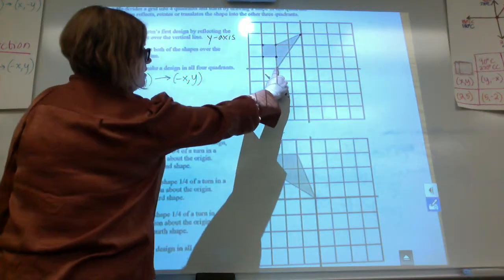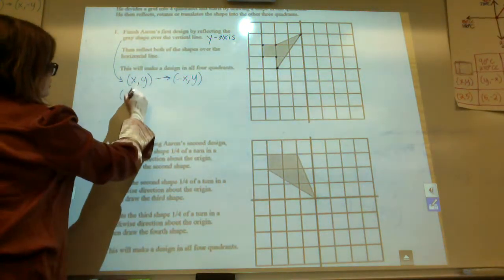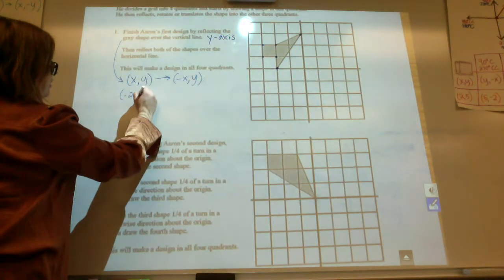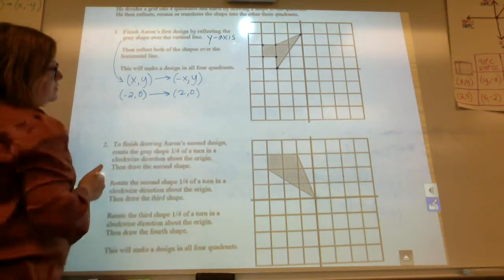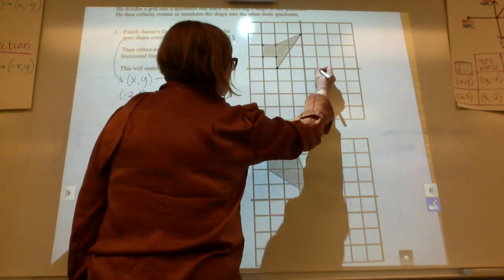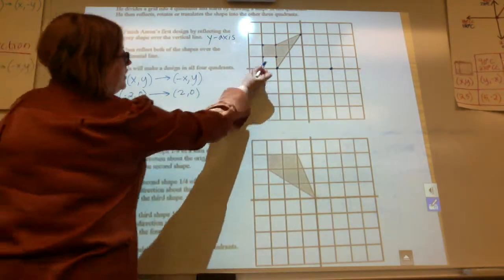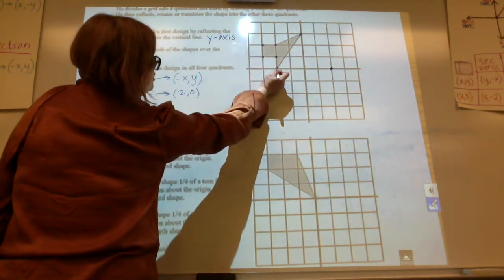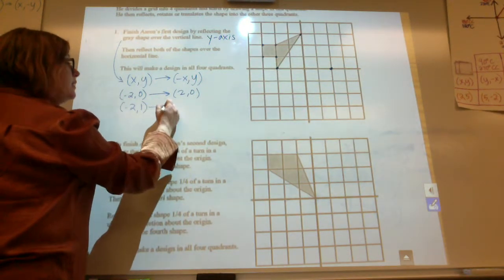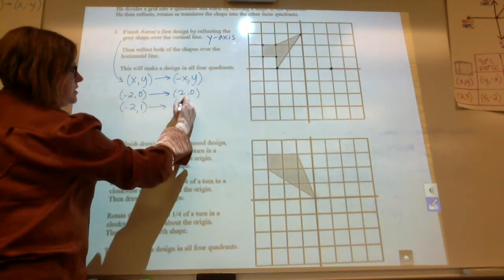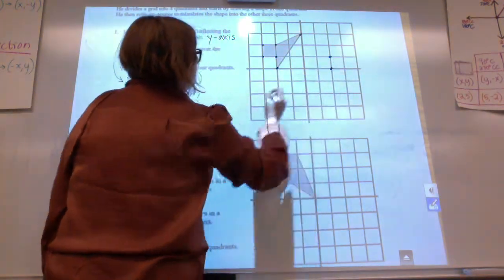Okay, so I'll start here. This first point is back by 2 up to 0. So back by 2 up to 0. And using this rule, its new ordered pair is positive 2 comma 0. So that's over to 2 up to 0. My next point, let's do this one, that's negative 2 comma 1. Negative 2 comma 1. That's going to become positive 2 comma 1. So positive 2 comma 1.